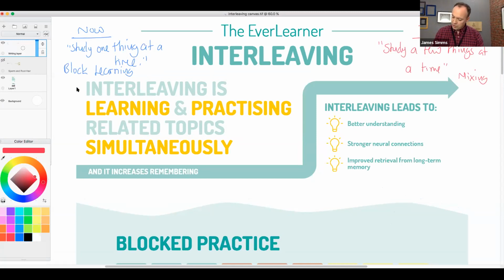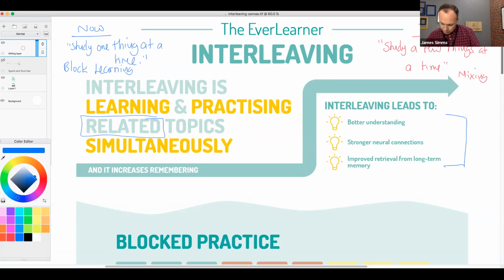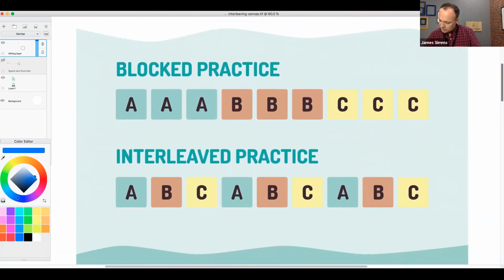So that leads us beautifully to this definition. Interleaving is learning and practicing, and the key word I want to draw out here, related topics simultaneously. That is all we are talking about. Now, we've got some proposed benefits here. I'm going to go through these in a bit more detail in a moment, but more importantly, let me draw you down to here, because I think this is the quintessential view of what we want you to grasp and develop with regard to interleaving. This here is our now structure. It's what is probably happening in a majority of classrooms, perhaps not yours.